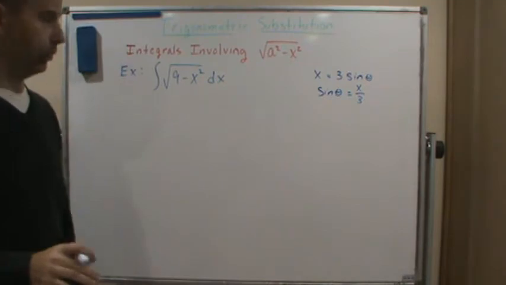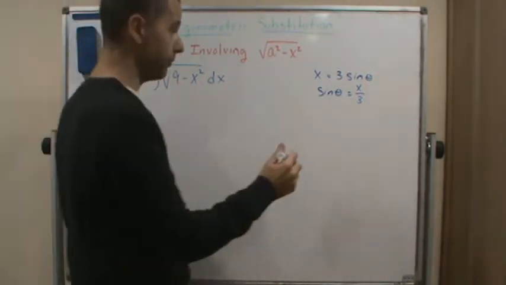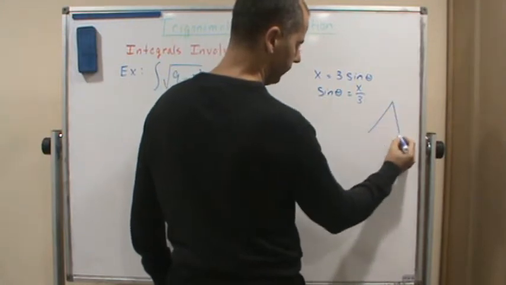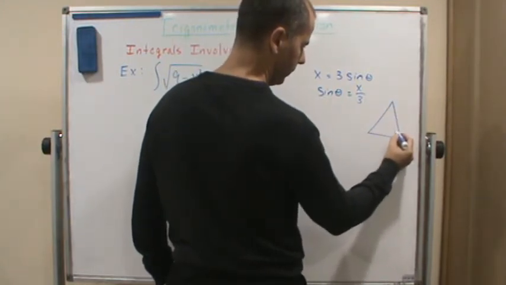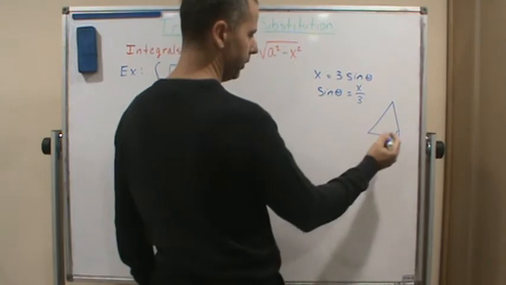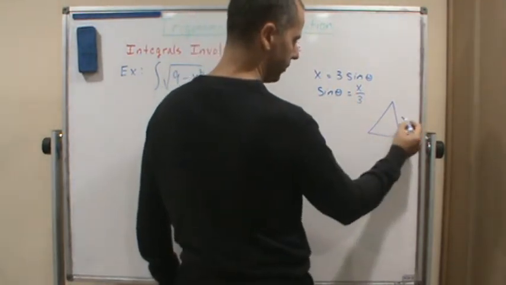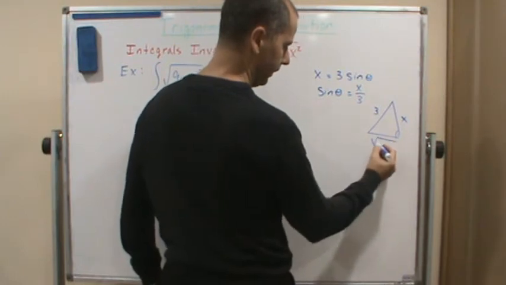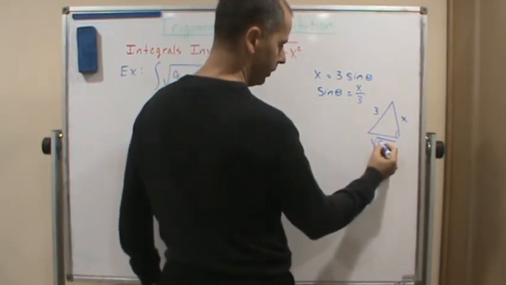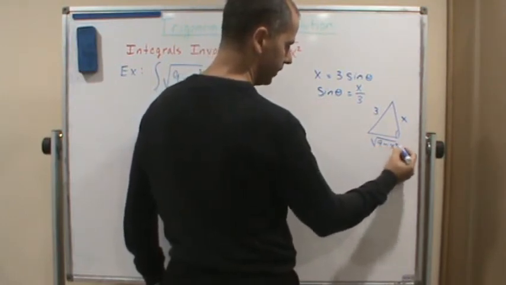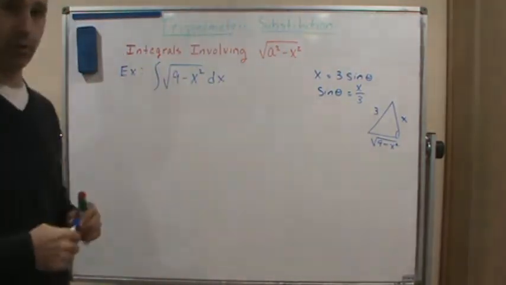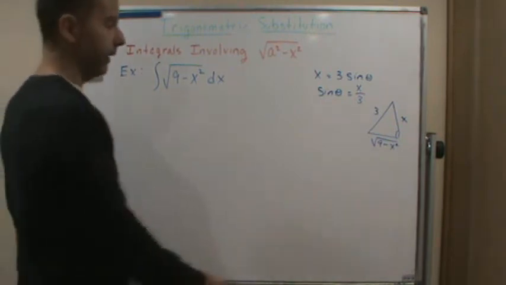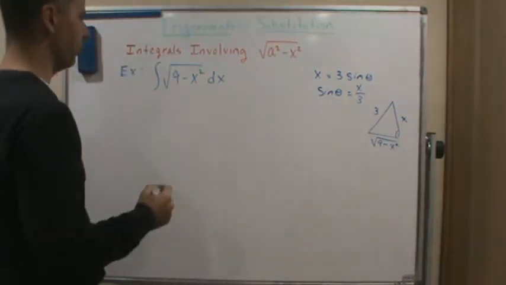Okay, so now I'm going to set up the reference triangle. Let's set up the reference triangle. Again, the way we're going to do this is opposite over hypotenuse. So this is going to be set up this way, and this leg here is going to be our square root of 9 minus x squared. So there's my reference triangle because I know I'm going to need it later. So I have that there. Now let's go through and do our substitution.